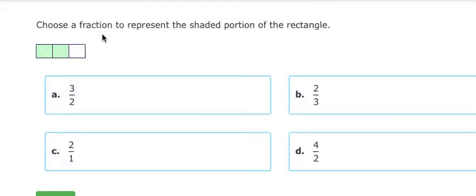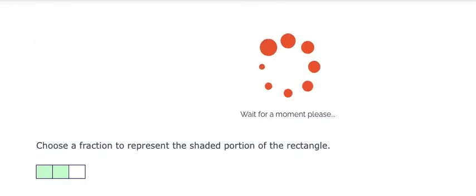Choose the fraction to represent the shaded portion of the rectangle. So first of all, let's find out what the numerator is. That is 2. Then it's divided by 3 because 3 is the denominator. So 3 pieces and 2 are taken. 2 by 3.